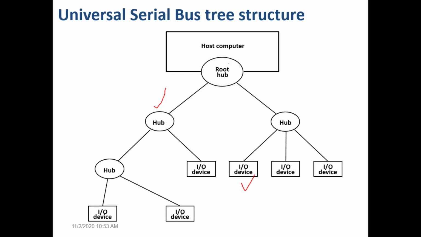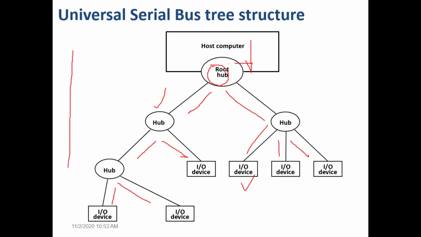Now, how exactly does communication happen? This is very interesting. When data is sent from the processor, it will be received by the root hub, because for the processor there is only one USB device, called the root hub. Now the root hub broadcasts that data to all the branches. That means when data is sent from the processor to a particular IO device through USB, that data actually reaches all the devices, and the device which is meant for the communication actually receives it. Other devices neglect the data.